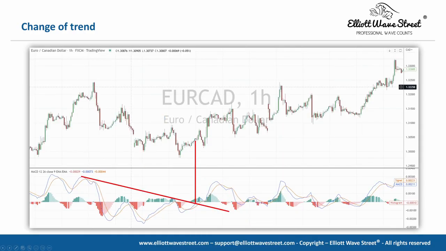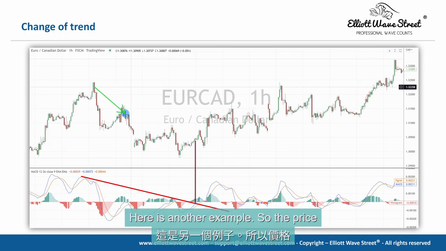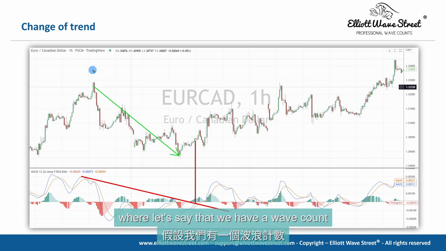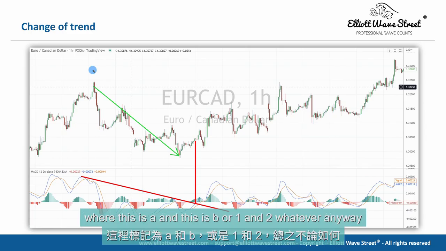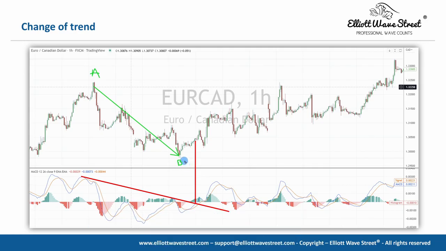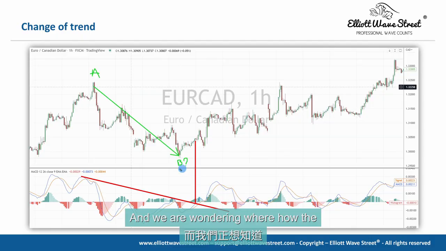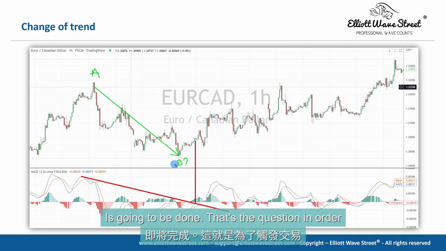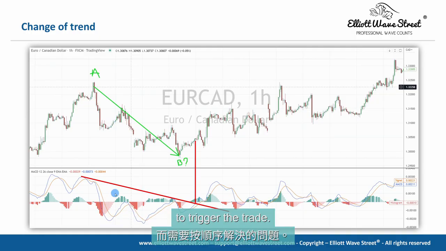Here is another example. The price is going down, and we are finding the end of the leg down. Let's say that we have a wave count where this is A and this is B, or 1 and 2, whatever wave count we are having. We are wondering how and when wave B is going to be done. That's the question in order to trigger the trade. So let's make the whole exercise.